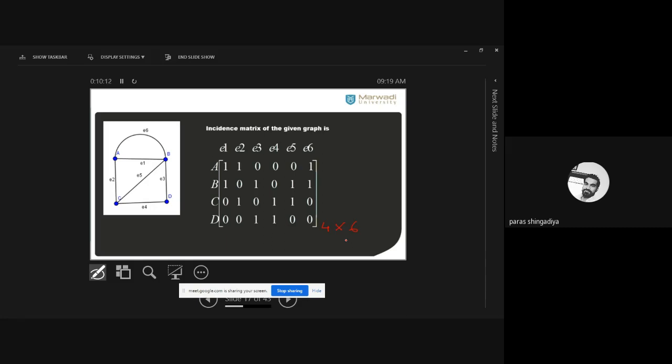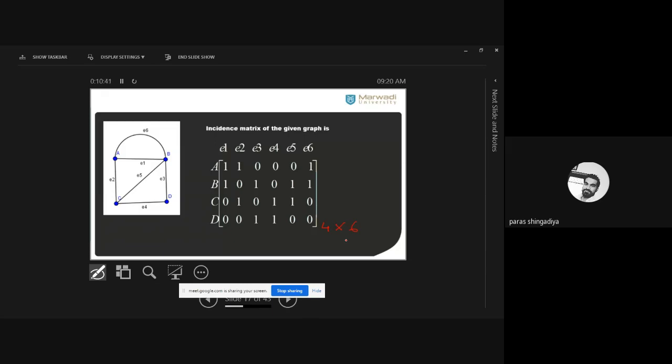A with E3, there is no connection. You can easily derive the path A to E3, but it is not incidence relation. So it is 0. A with E4, that is an E4 edge here, so that is also 0. A with E5, that is the E5 edge. There is no connection with A of the E5 edge, so it is 0. And A with E6, that is a 1. So that is the first row.